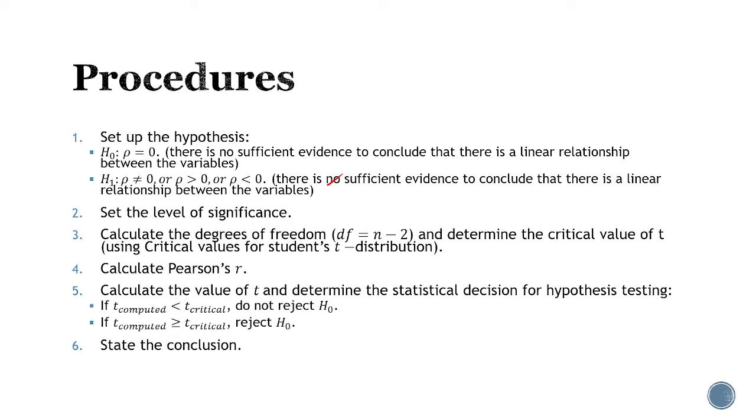And kapag naman mas mataas yung t computed mo kaysa sa t critical, you need to reject the H0. Okay? Meaning to say, meron kang sufficient evidence na ipakita para ma-conclude mo na merong linear relationship between the variables. For the population yan, ha? So, yun yung sinasabi natin. So, yung conclusion natin dito ay i-conclude natin para dun sa population. So, i-try natin gawin ito.